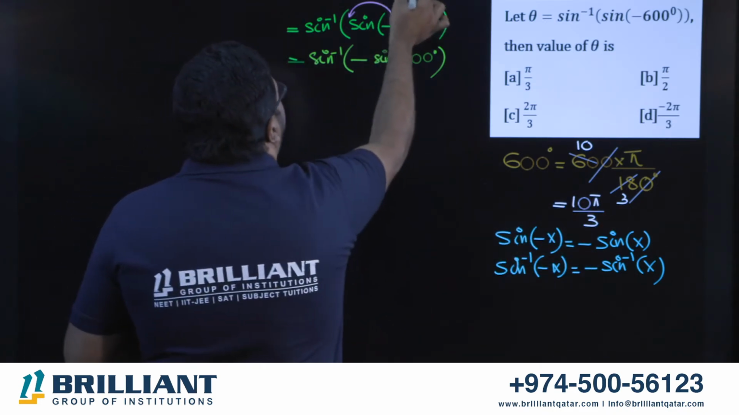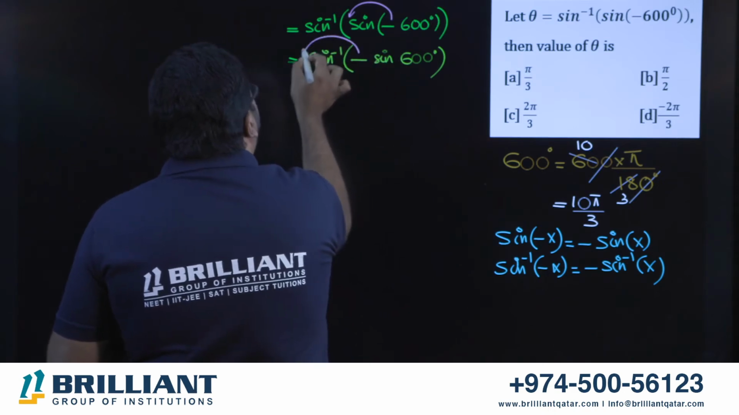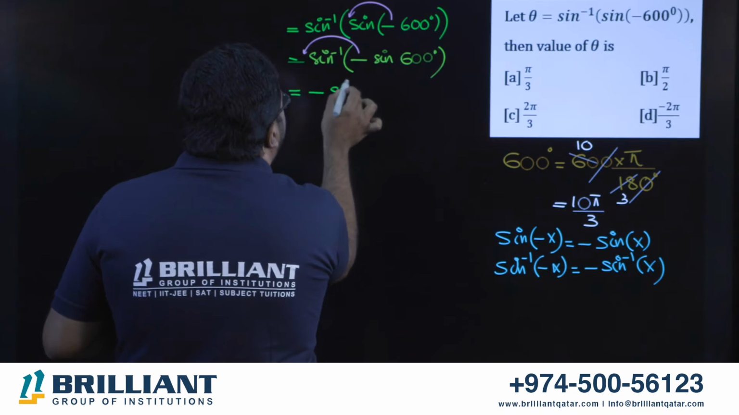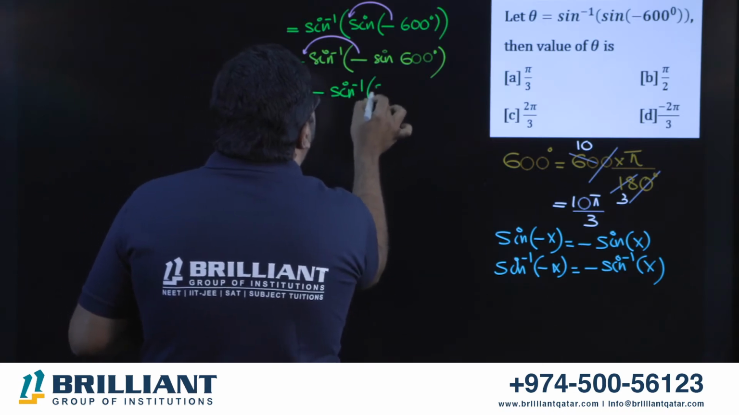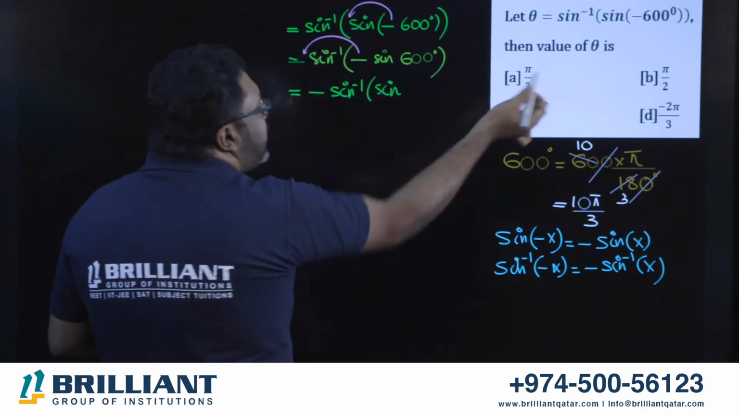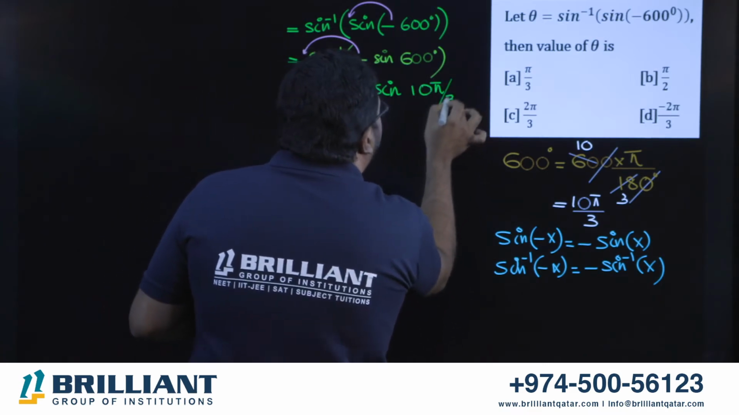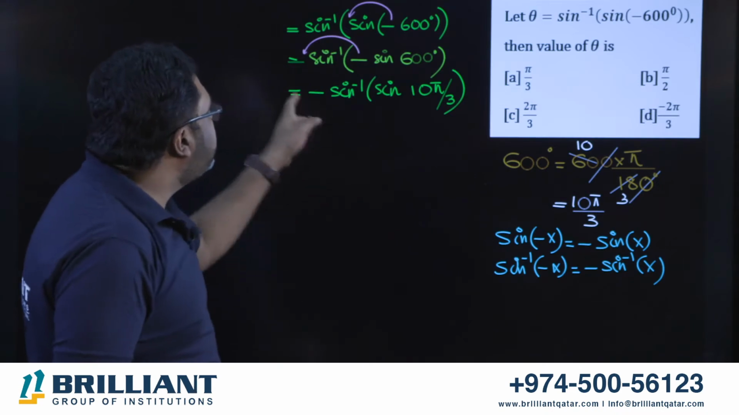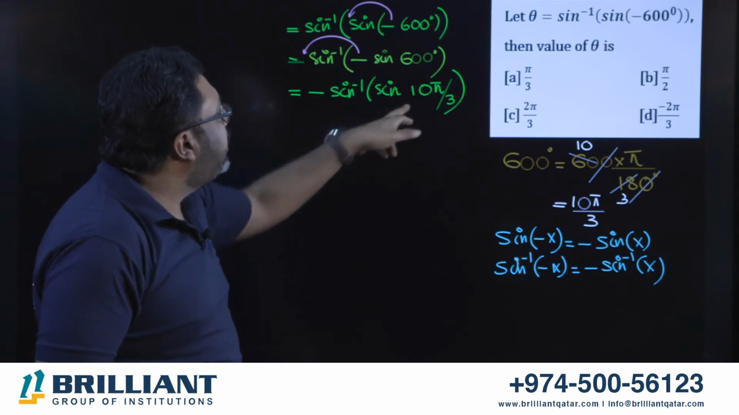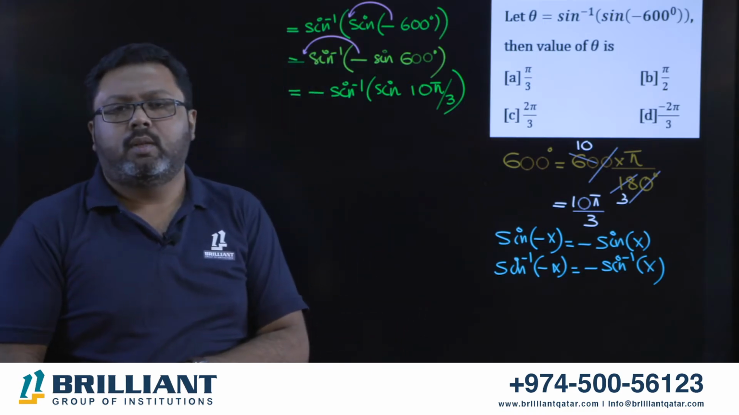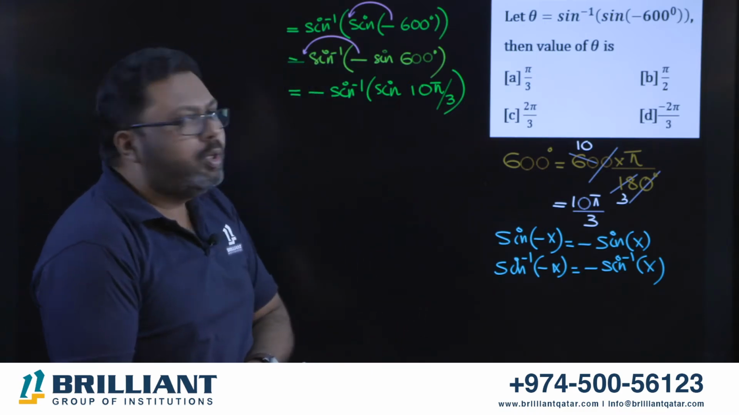So this negative sign will again push out. It is going to become minus sine inverse of sine of 600 degrees, which we have simplified as 10 pi by 3. But you can see, if we cancel off sine inverse and sine, the answer will become 10 pi by 3. But that is not in the options. Why, sir? Why can't I do that?